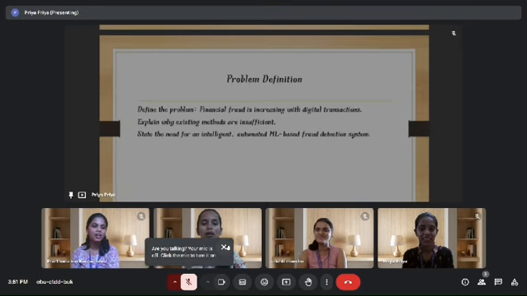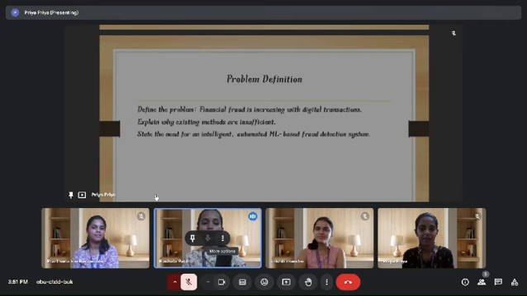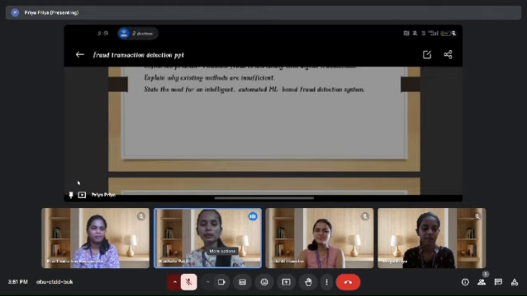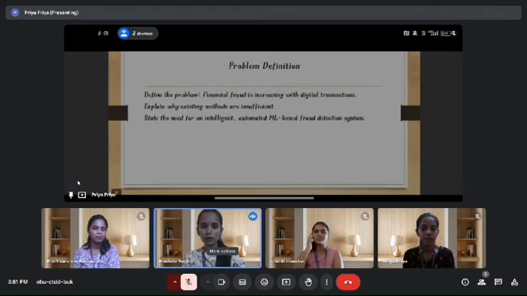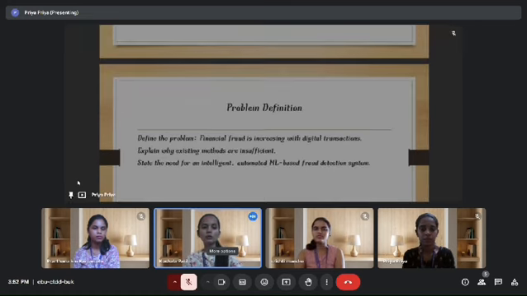Now I am going to explain the problem definition. The increase in digital transactions leads to a rise in financial fraud. Cybercriminals constantly evolve their tactics. Why do traditional methods fail? Static rules cannot adapt to new fraud patterns. Too many alerts make it hard to detect real fraud. The need for an ML-based system: it automatically learns new fraud patterns and processes real-time data efficiently.